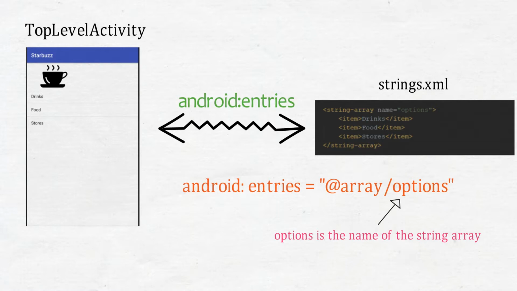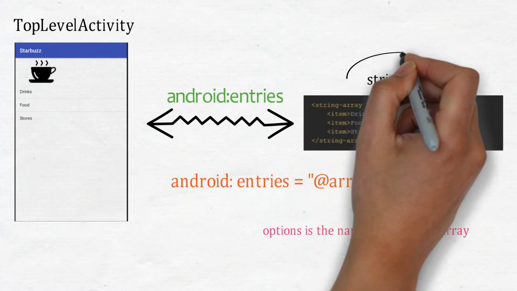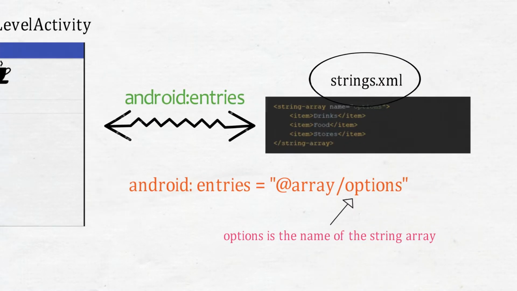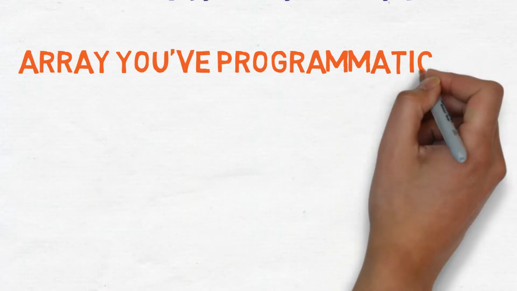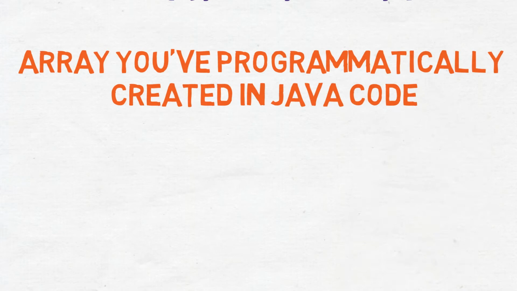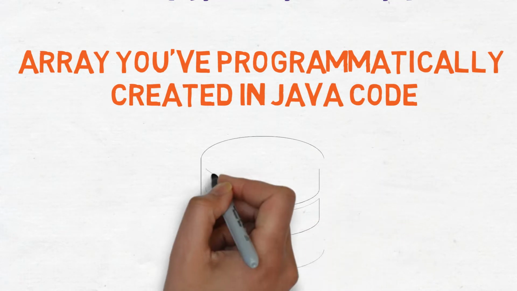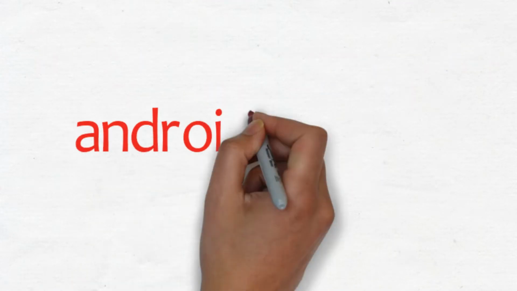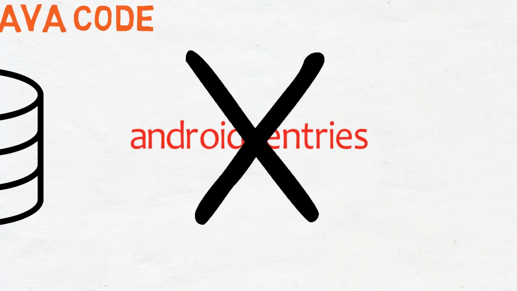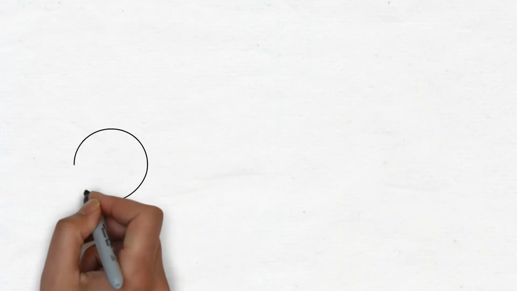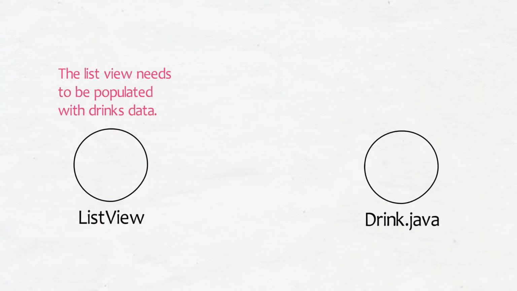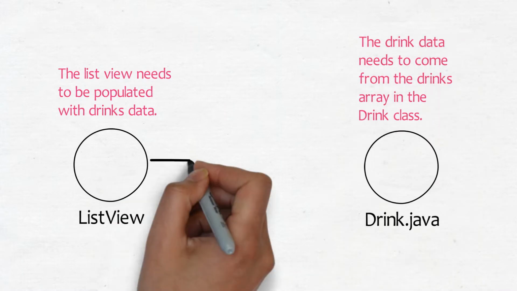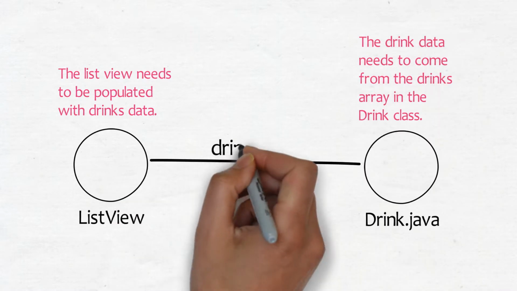Using android:entries only works if the data is a static array in strings.xml. But what if it isn't? What if the data is held in an array you have programmatically created in Java code, or held in a database? In this case, the android:entries attribute won't work. If you need to bind your list view to data held in something other than a string array resource, you need to take a different approach. You need to write activity code to bind the data. In our case, we need to bind our list view to the drinks array in the Drink class.